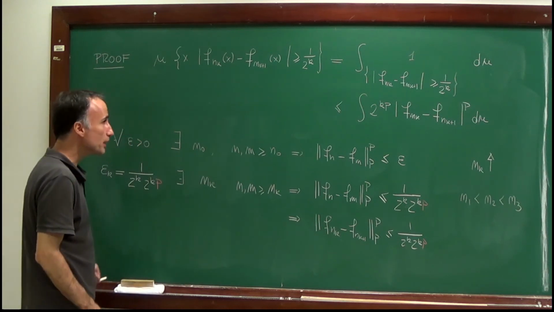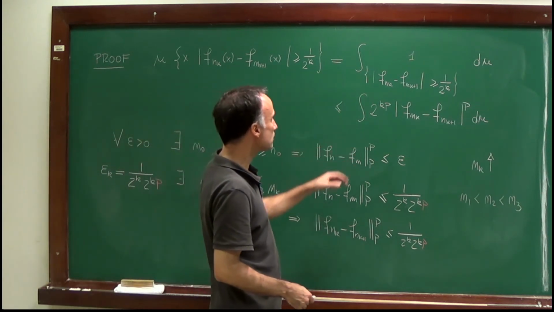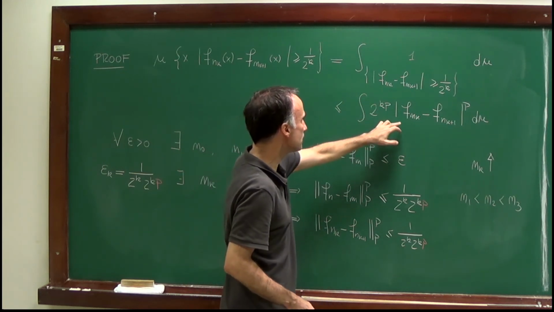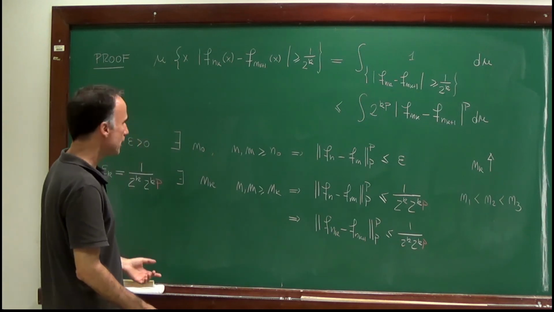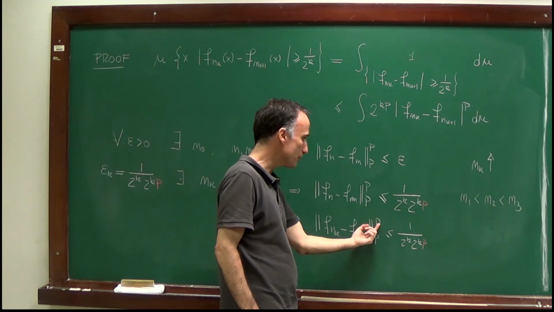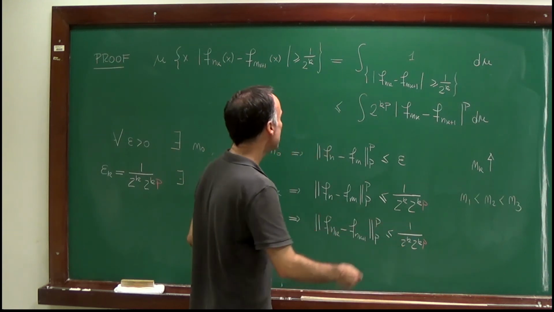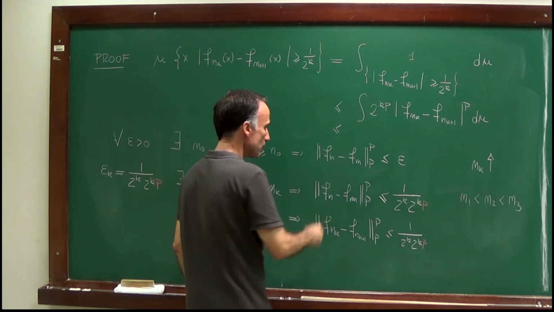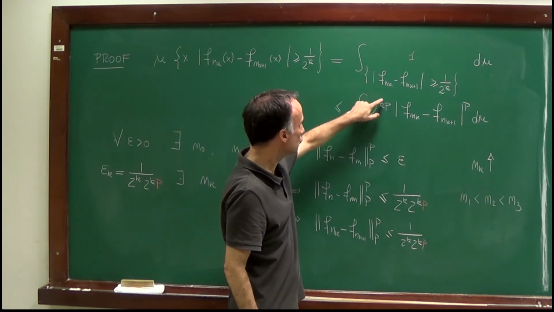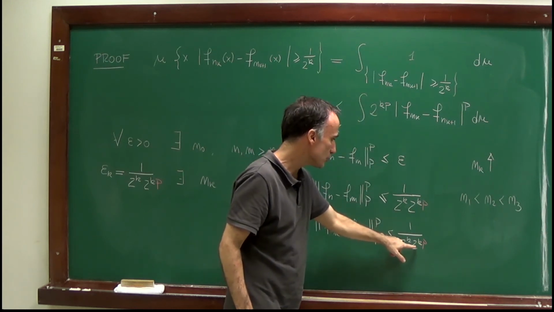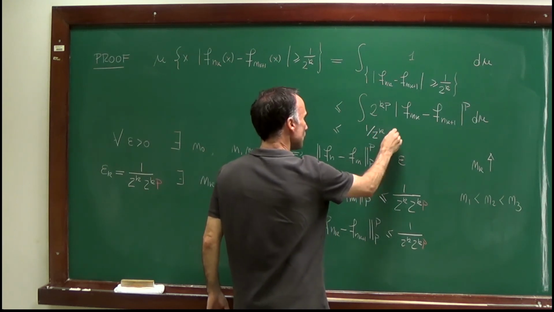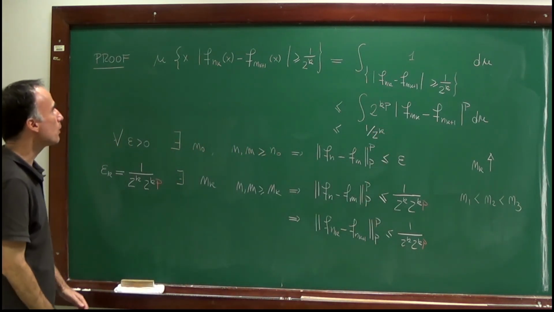And why do I want to do that? Well, this is equal to 2^{kp} times this integral, but this integral is exactly the norm of f_{n_k} minus f_{n_{k+1}} to the power p, which is bounded by this expression. So it follows from our construction that this 2 to the power kp will cancel with this 2 to the power kp, and I will get here 1 over 2^k. Okay, and this is what I wanted.